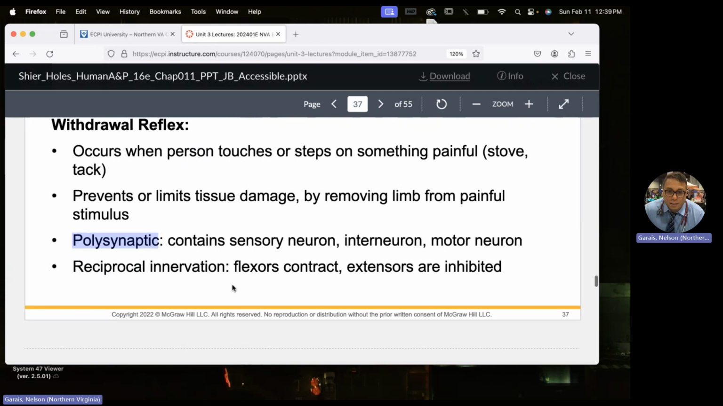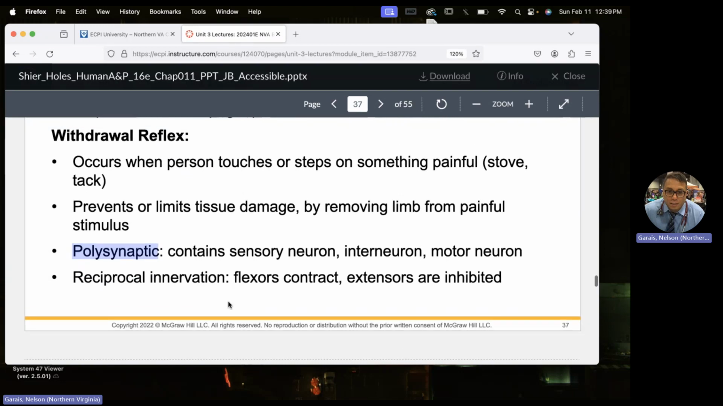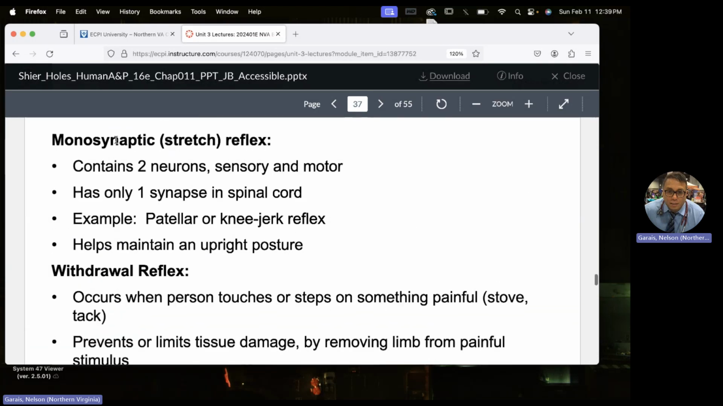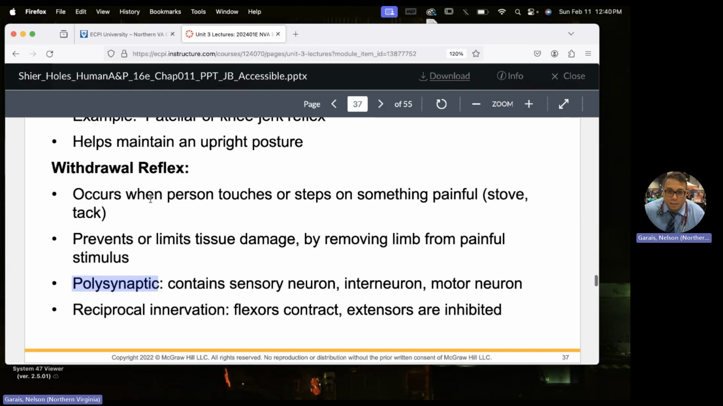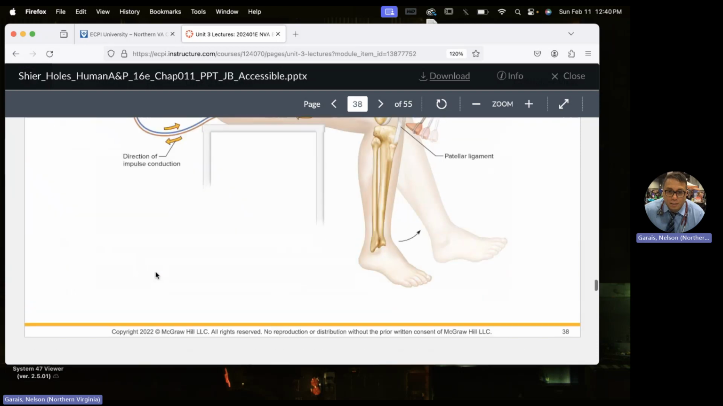Reciprocal innervation, that's especially in the withdrawal reflex. Remember I told you when I got my hand burned by the oil of the fish I was cooking? The flexors have to contract, but the extensors have to relax, and vice versa. You can't have everything contracting. Some things have to be relaxed, and that's called reciprocal innervation. And that's part of this polysynaptic innervation that's going on in your withdrawal reflex. So you think a stretch reflex like a knee jerk, monosynaptic, very simple. But the withdrawal reflex, very complicated.